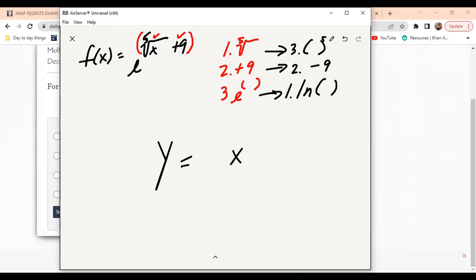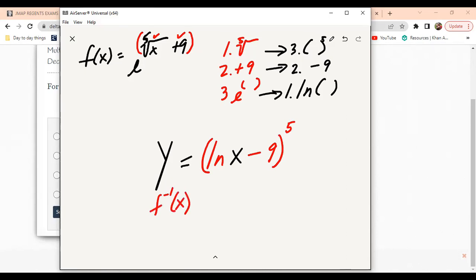And so here's what I'm going to do. I'm going to take the natural log of x. Okay. And then I'm going to subtract 9. And then this whole thing, that whole difference, I'm going to raise to the fifth power. That's the inverse.